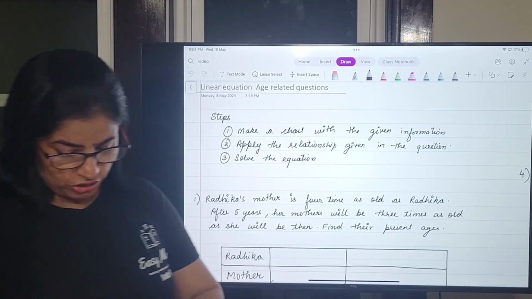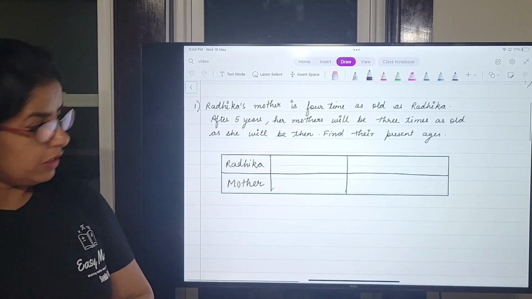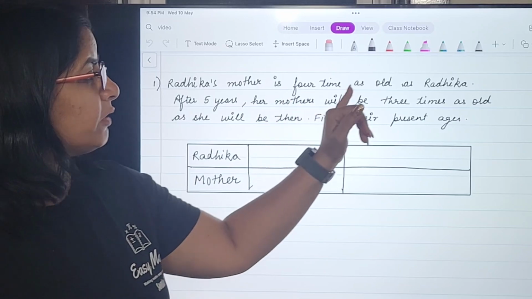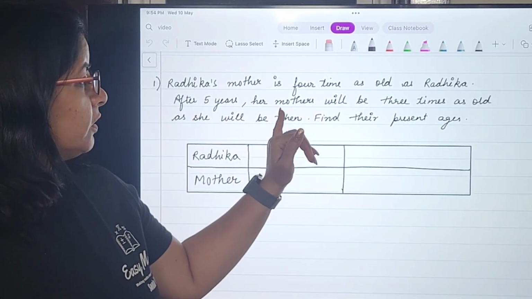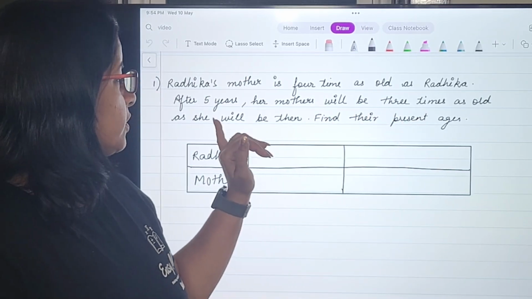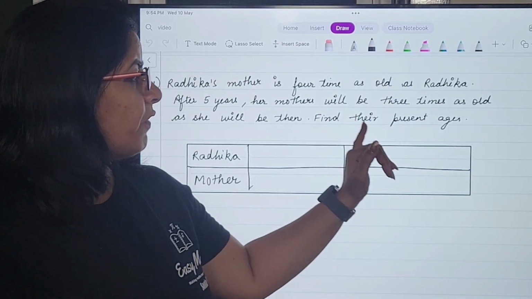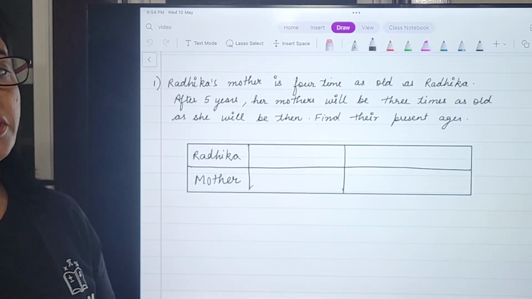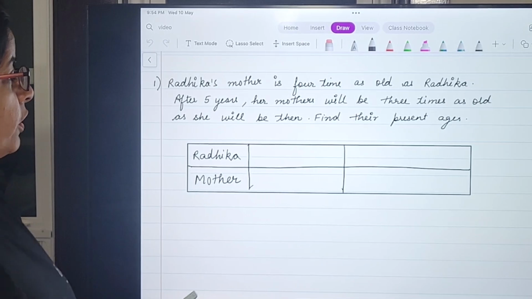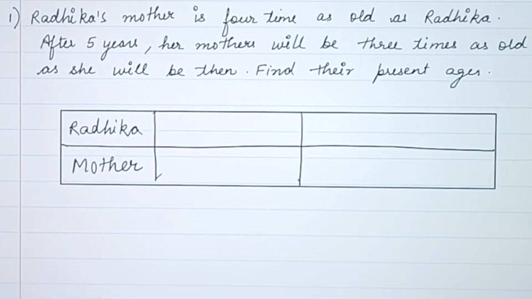So the first question that is here: Radhika's mother is 4 times as old as Radhika. After 5 years, her mother will be 3 times as old as she will be then. Find their present age. So here they are asking the age of mother and daughter both. So the first thing is, we are going to talk about the present age, and the second heading is after 5 years.